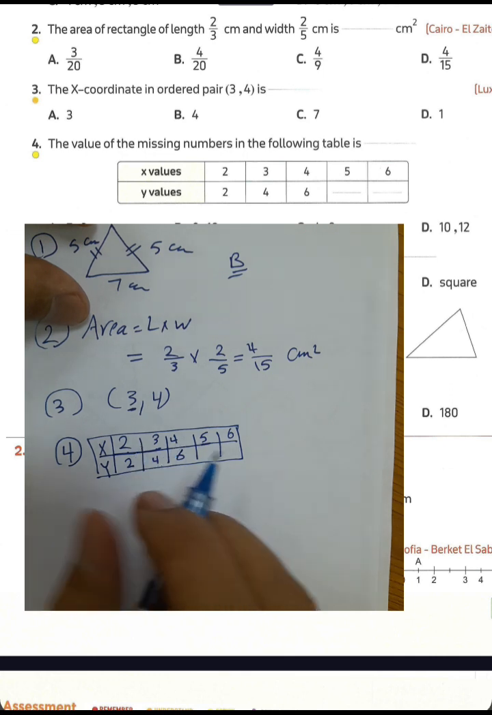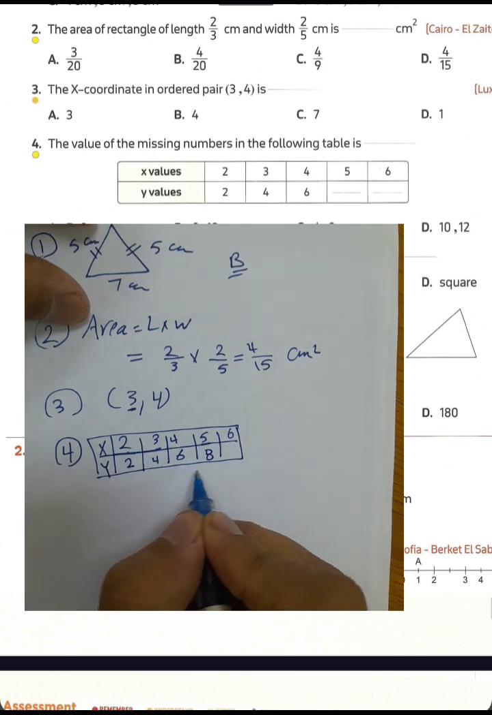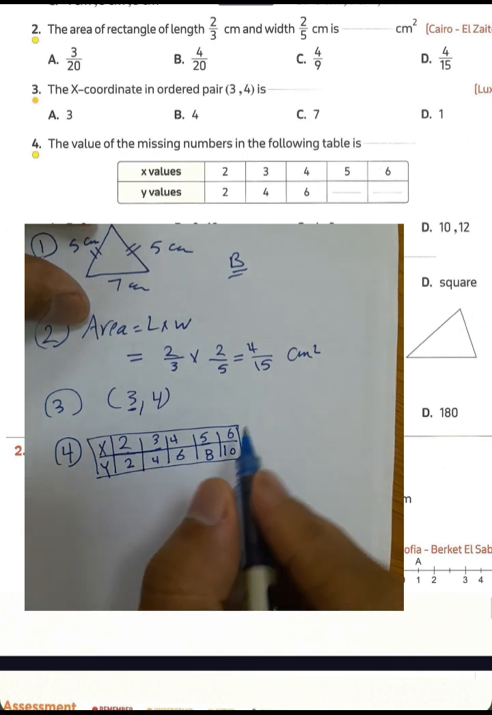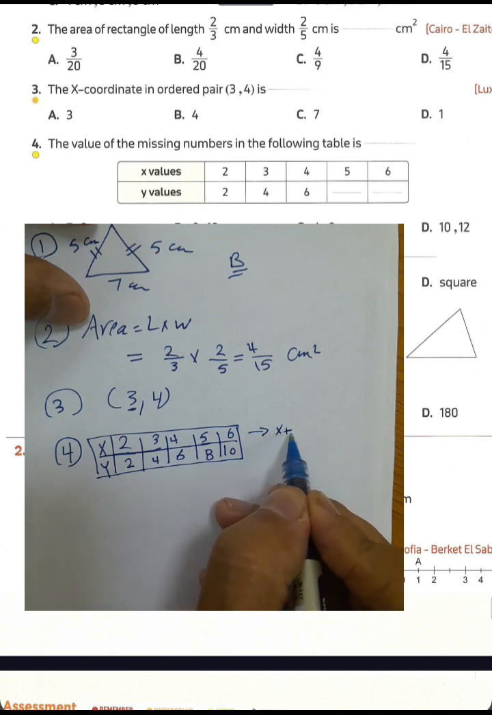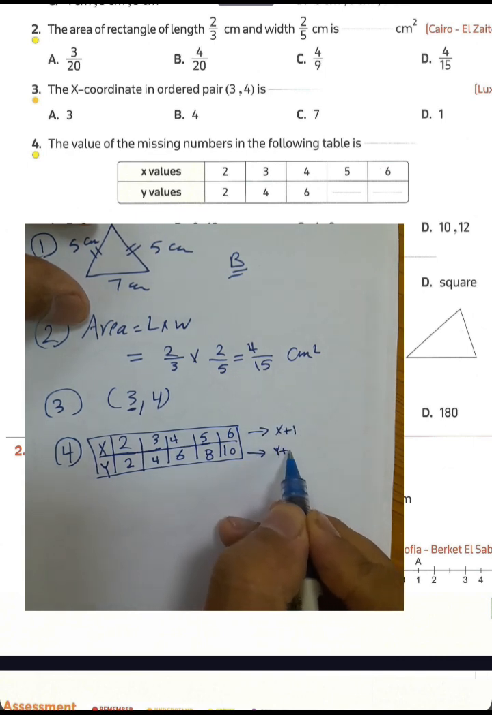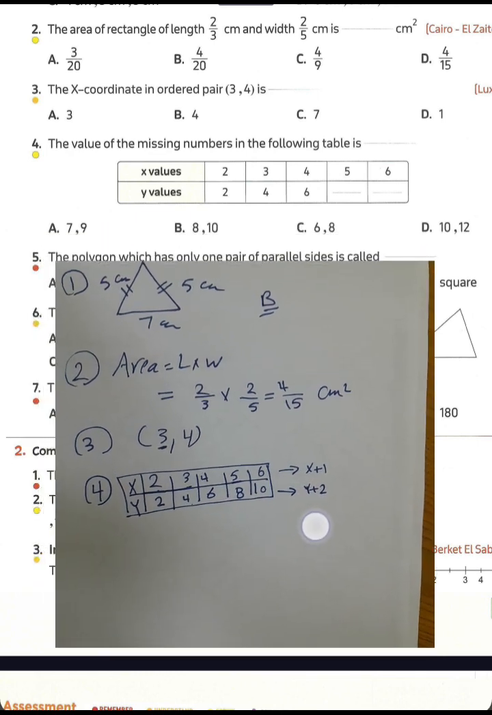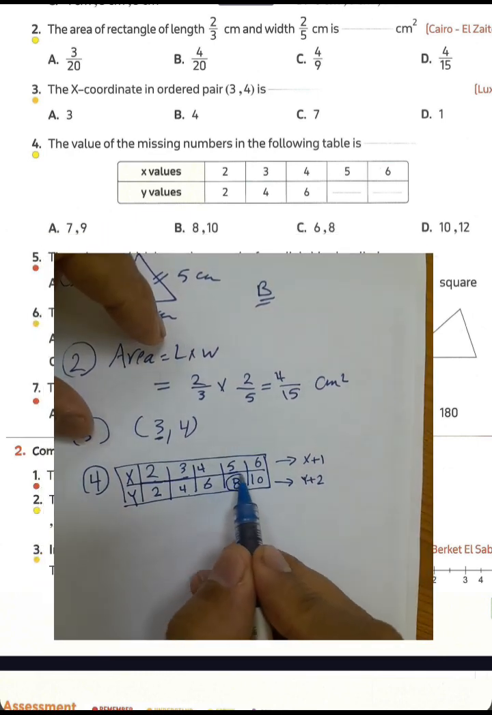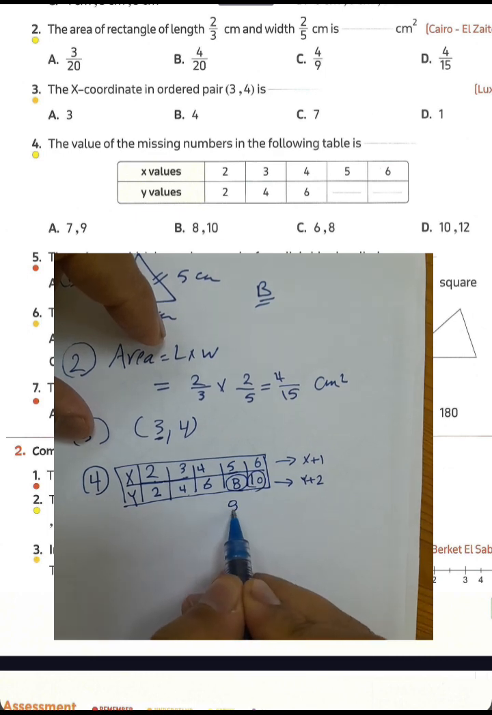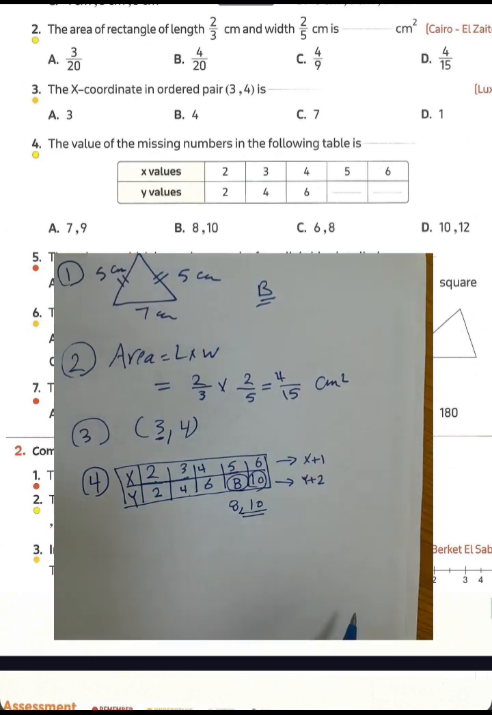Then y increased by 2. 6 plus 2 will be 8. 8 plus 2 equals 10. So x increased by 1 and y increased by 2. Then the missing numbers will be 8 and 10. Choose letter B.